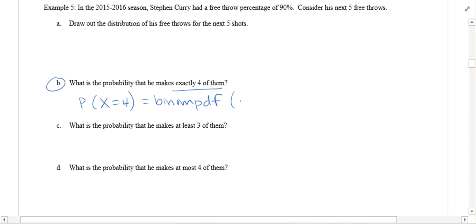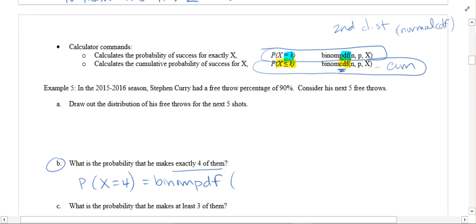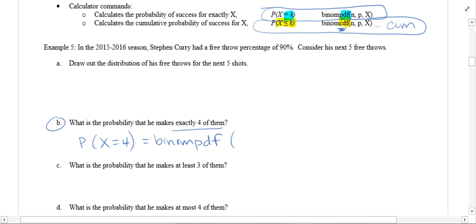PDF is for exactly one value. Okay, so what you stick in there, which you see up here, is n, p, and then however many you want. So n is the total number of shots. So how many do we have here? We're looking at 5. So 5. What's the probability of success that he makes it? We've got 90%, so you're going to put 0.9. Then you put a comma, and then the last one is how many you want him to make. So here in this problem, we're looking at 4.